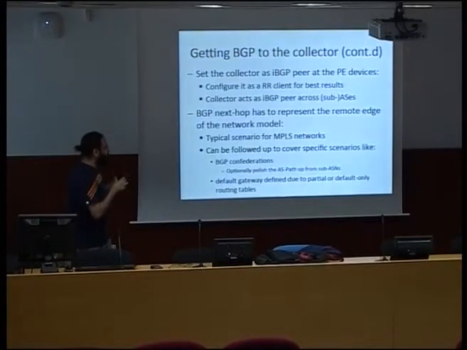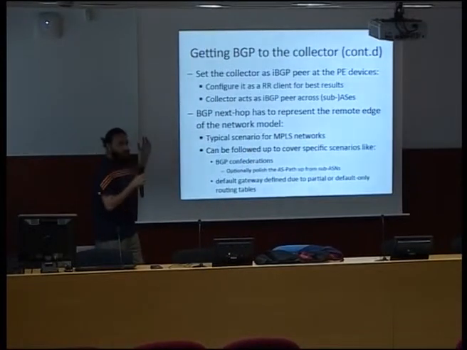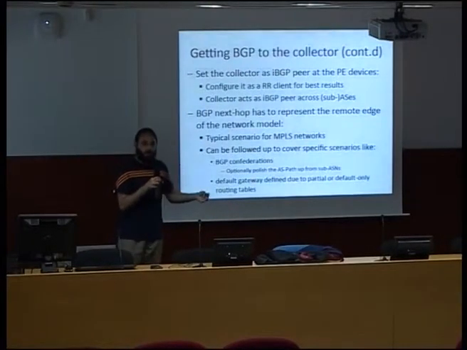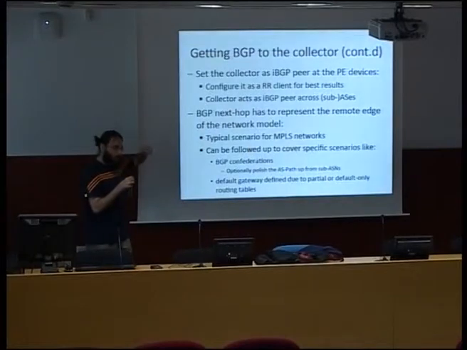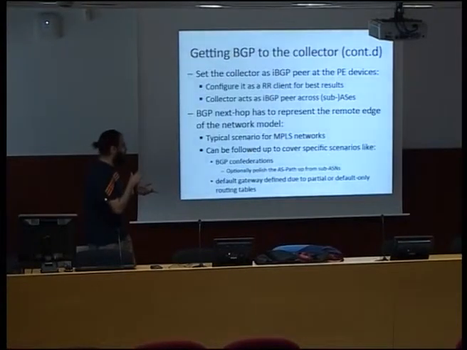The BGP next hop should represent the remote edge of the model. That's very important, at least for MPLS networks, because you will always, and we will see it in the next slide, get NetFlow where the traffic is ingressing the network. So for building a traffic matrix, it's very important to know the egress point, where the traffic is getting out of the network, right?